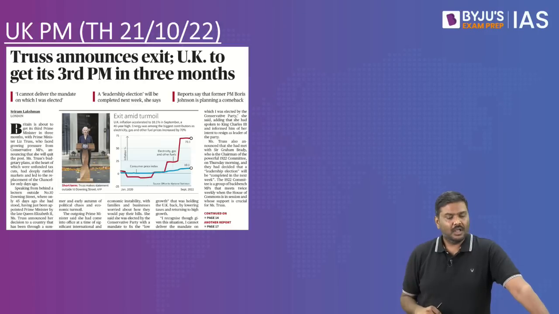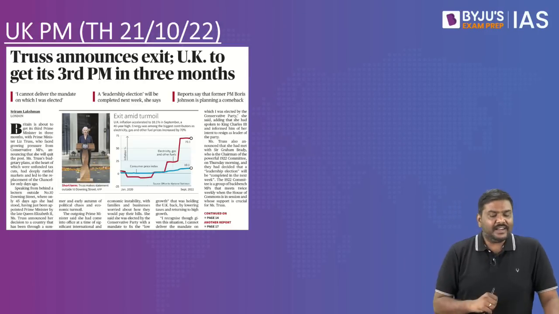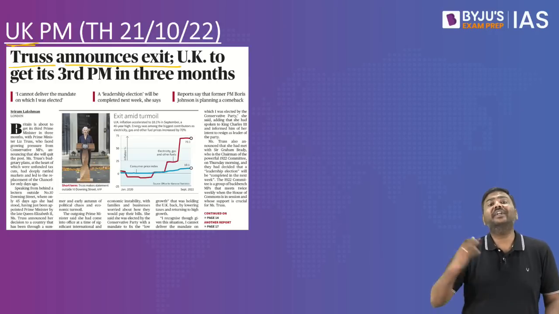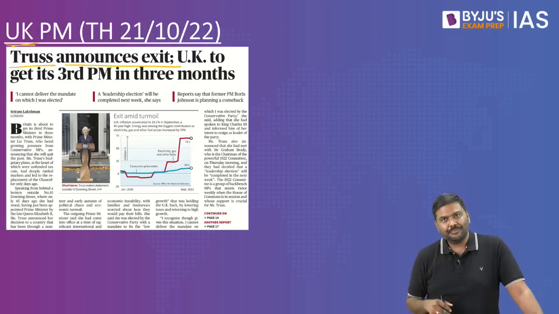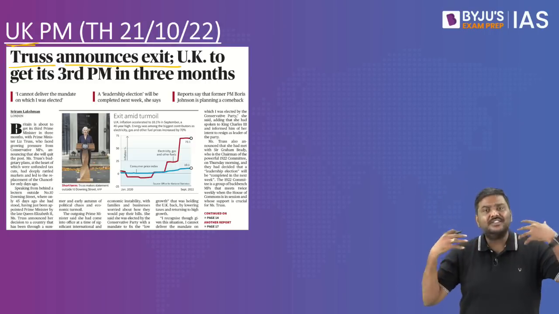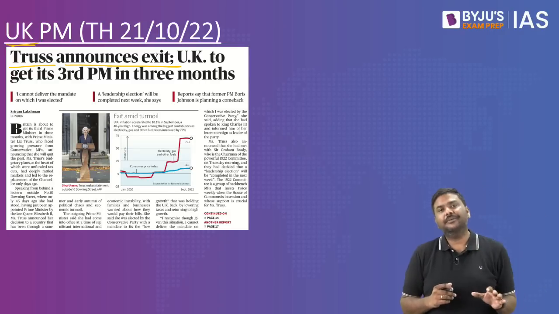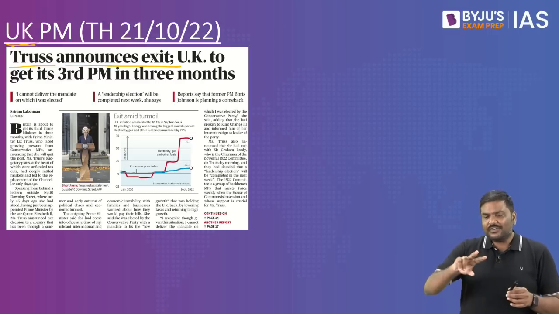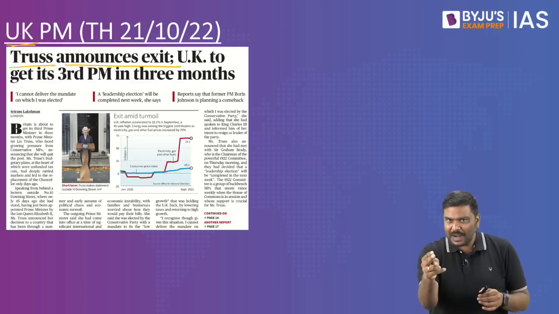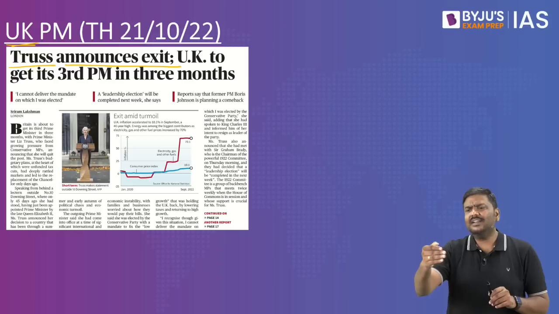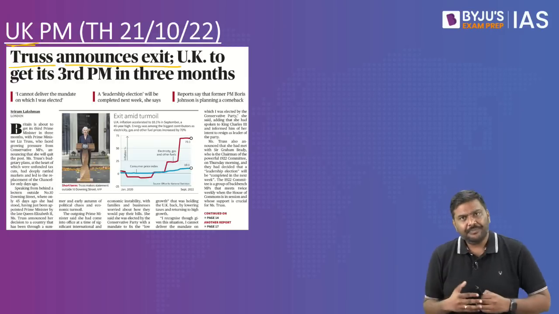Now the next article, in fact the last article for the day: the United Kingdom Prime Minister Liz Truss has announced that she would be quitting, she would be exiting as the Prime Minister. Now in the last 45 days, there has been so much discussion regarding the UK market. If I want to put everything in a nutshell, follow the story here. After the exit of Mr. Boris Johnson, a new Prime Minister was appointed by the party, of course. And the new Prime Minister announced a mini budget.